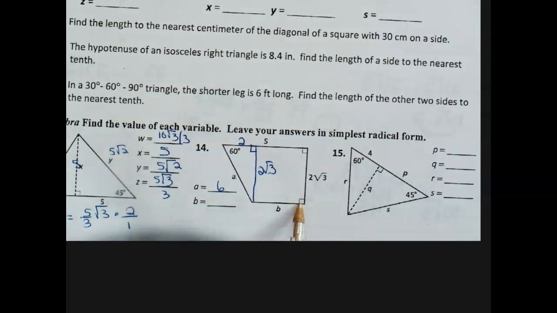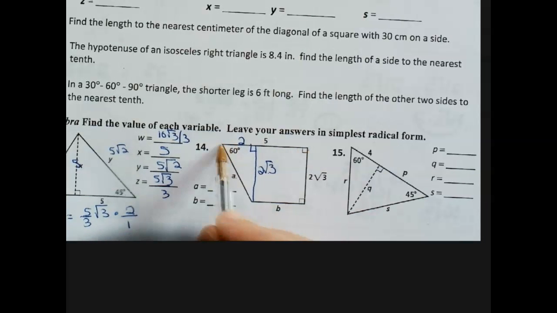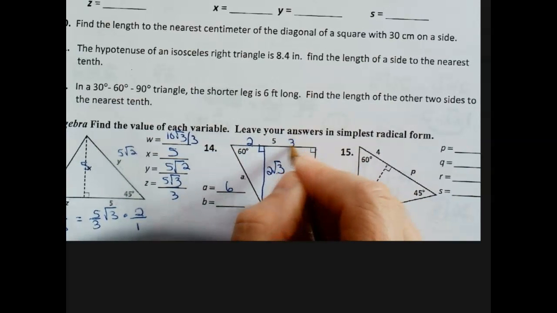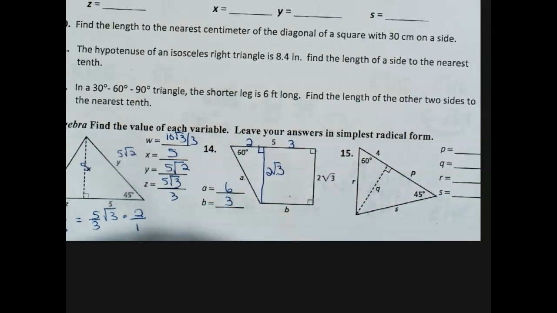Then finally, I need to find this piece. Well, the whole length is 5. This little piece is 2, which means this is 3, which means that piece across from it is 3 as well. Let's go ahead and look at 15-2.